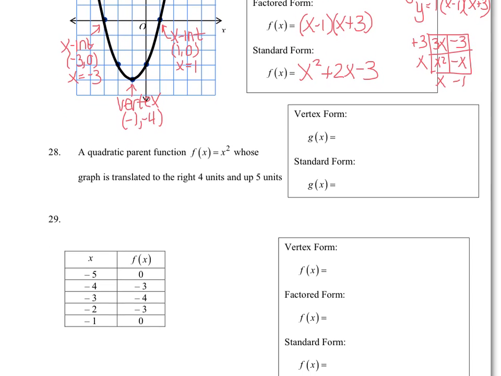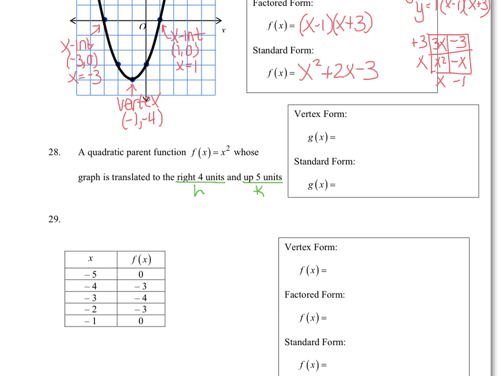Number 28 is going to ask us the same questions, but instead of giving us a graph, it's going to give us this statement. A quadratic parent function, f of x equals x squared, whose graph is translated to the right 4 units and up 5 units. This means that I'm moving to the right 4, which deals with my h, and I'm moving up 5, which deals with my k.